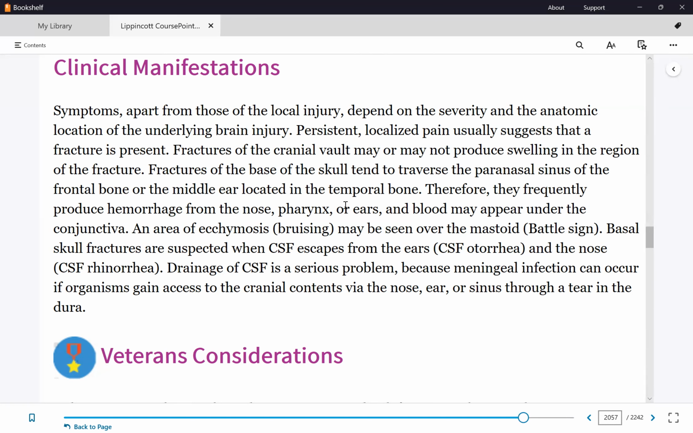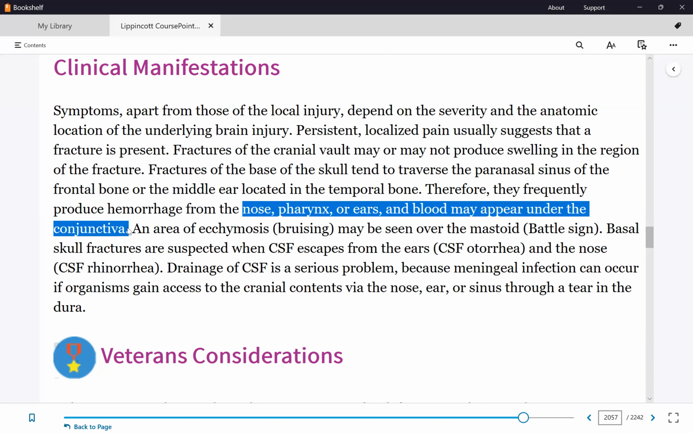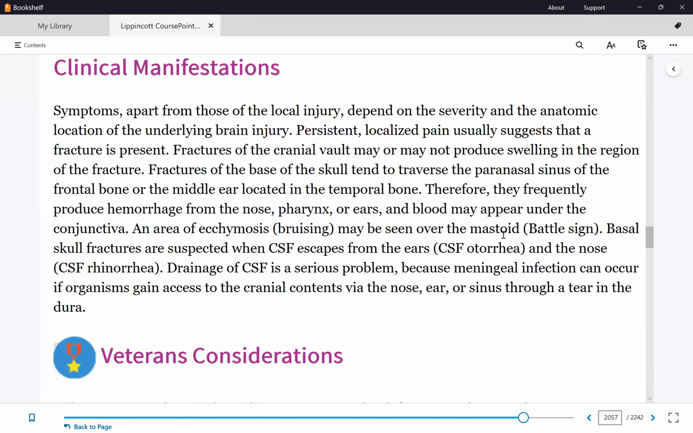If there is an open skull fracture, first signs will be leaking of blood or CSF from your nose, from your pharynx, ears, even in your eyeballs. Bruising over the back of your ear, right here, behind the ear, we call that the Battle sign. This is basal skull fracture. And then others would be you have CSF leaking out of your nose or your ears.